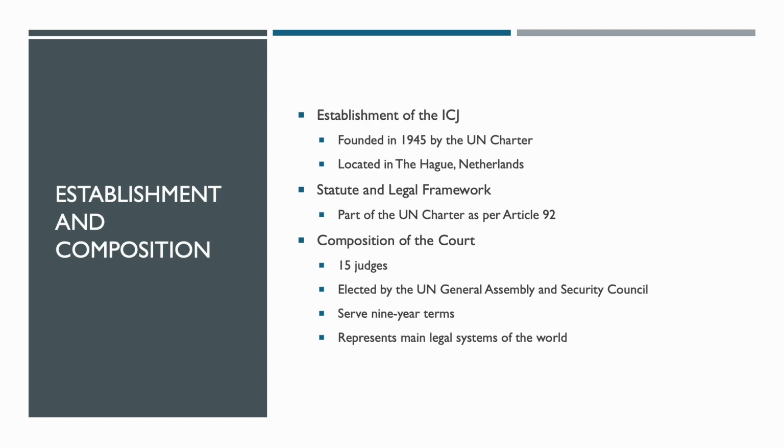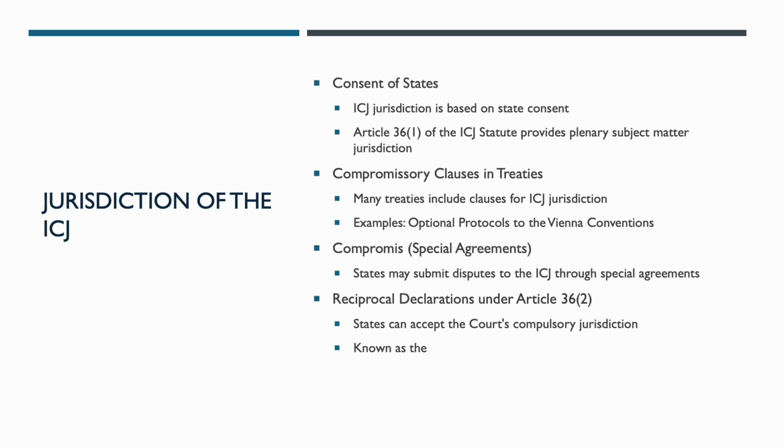The court comprises 15 judges elected by the UN General Assembly and Security Council for 9-year terms. The composition of the court is designed to represent the main legal systems of the world. The jurisdiction of the ICJ is founded on the consent of states. Article 36, Clause 1 of the ICJ statute provides for plenary subject matter jurisdiction, meaning the court can deal with any questions of international law.